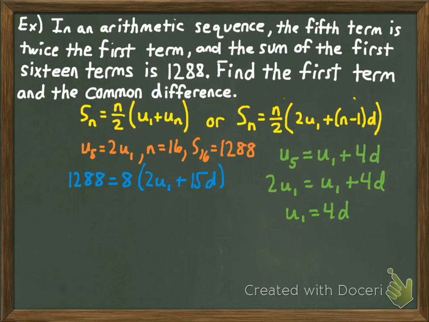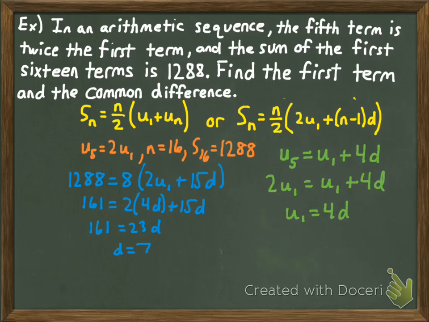I'm going to go ahead and do one other thing on this step. I'm going to go ahead and divide both sides by 8. So this becomes a 161, and this is canceled out. And then we're going to have 2 times 4d plus 15d, so that's 8d plus 15d, or 23d equals 161. And that's going to give you d is equal to 7.